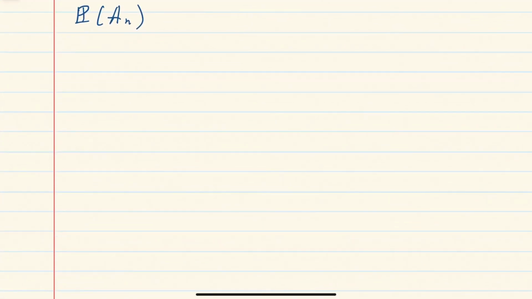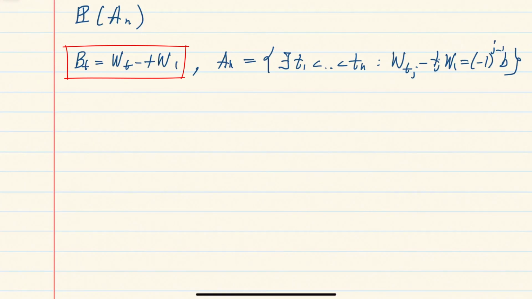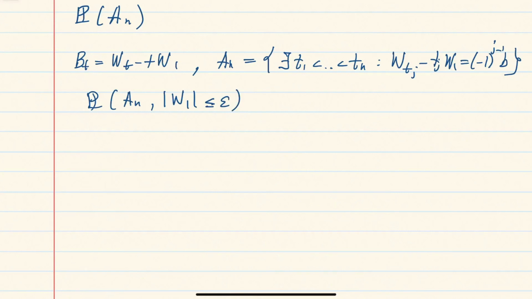Now, the event an was written for the Brownian bridge, but now let's write the Brownian bridge explicitly in terms of the Brownian motion as before, and redefine this event in terms of the Brownian motion. In other words, there exist times t1, ..., tn up to 1, such that W(tj) minus tj W(1) takes value minus 1 to the j minus 1 times b. And so this probability is now rewritten in terms of the Brownian motion. Here again we use the fact that this Brownian bridge is independent of W1. So we can write this as the probability of an intersected with the event that W1 is less than or equal to epsilon, divided by the probability that W1 is less than or equal to epsilon, and then try to see what happens when epsilon goes to 0.